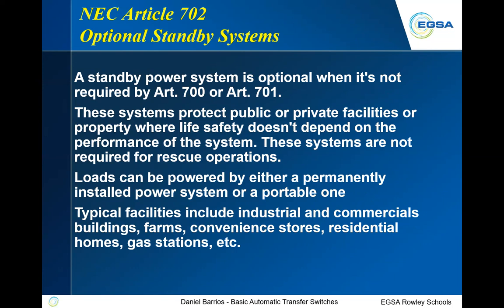Now you go to an optional standby. A standby system is optional when you do not have either an emergency or a legally required standby. These systems are to protect public or private facilities, and the loads can be powered by either a permanently installed or a portable generator. We will touch on those. Many of these facilities still have at least some type of permanent backup. Typical facilities include industrial and commercial buildings, farms, convenience stores, etc.